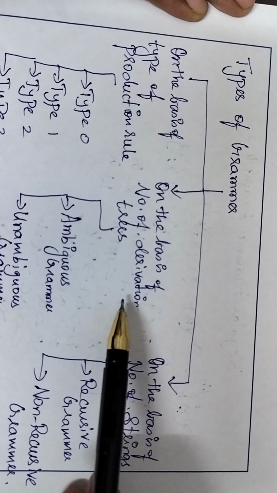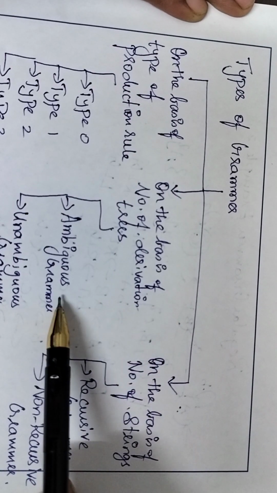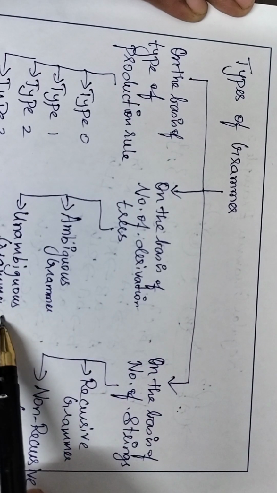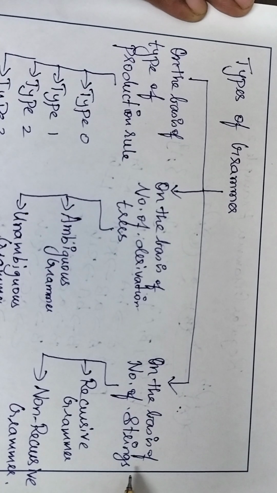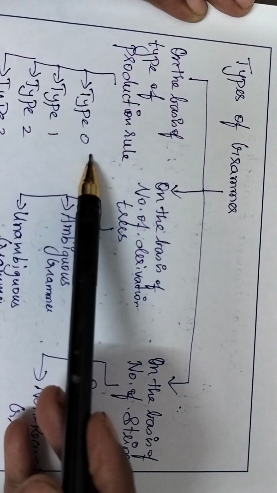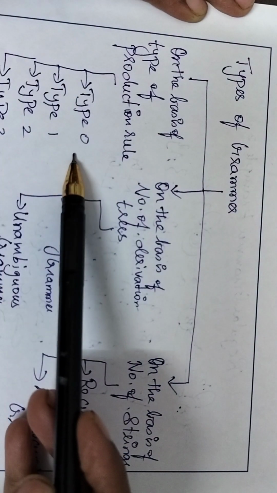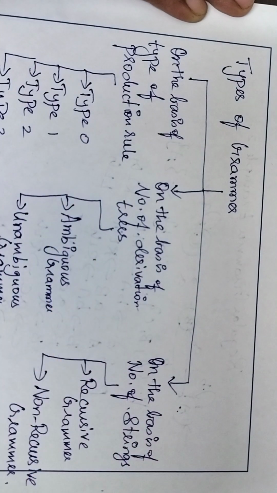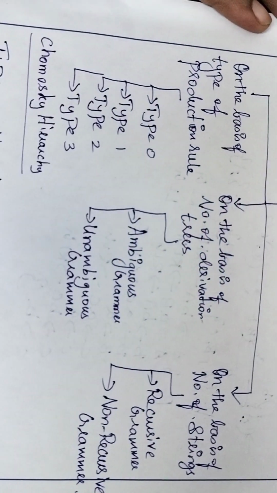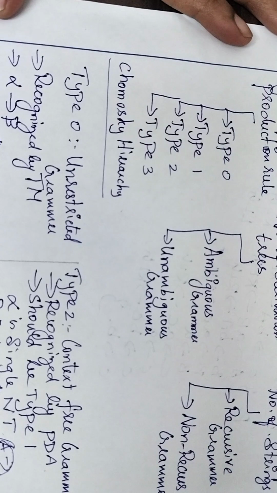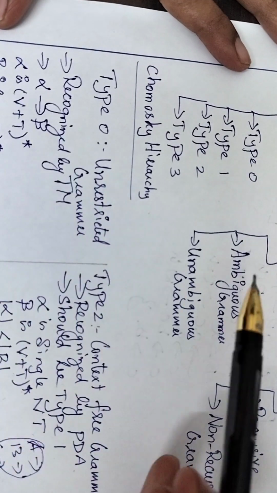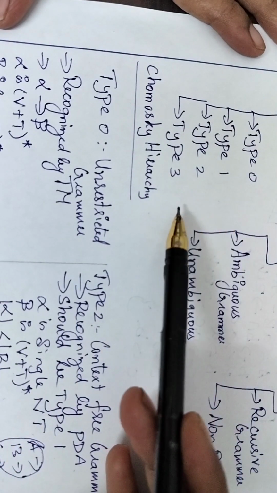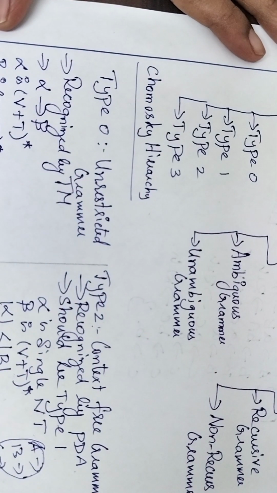On the basis of the number of derivation trees, it is of two types: ambiguous grammar and unambiguous grammar. On the basis of the number of strings, it is also two types: recursive grammar and non-recursive grammar. In this video, we will be seeing the Chomsky hierarchy, that is, the classification on the basis of the type of production rule. The remaining we'll see in our next videos. The Chomsky hierarchy is nothing but type 0, type 1, type 2 and type 3, so now we are going to see the Chomsky hierarchy.